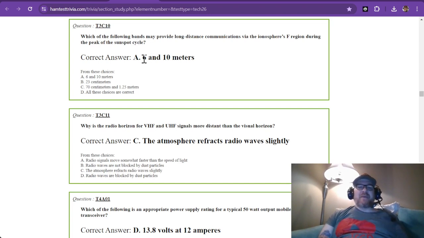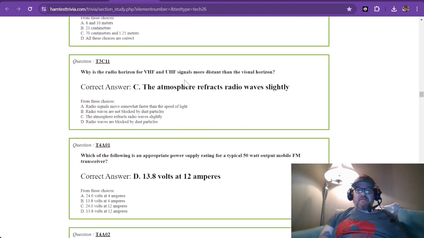Well, here we go. We have 6 and 10 meters. And I've been seeing a lot of 6 and 10 meter activity here lately. I even made my second 6 meter single sideband QSO in all of the 13 years I've been licensed just this weekend as of this recording. Now, of course, by the time this recording comes out, it will have been months.